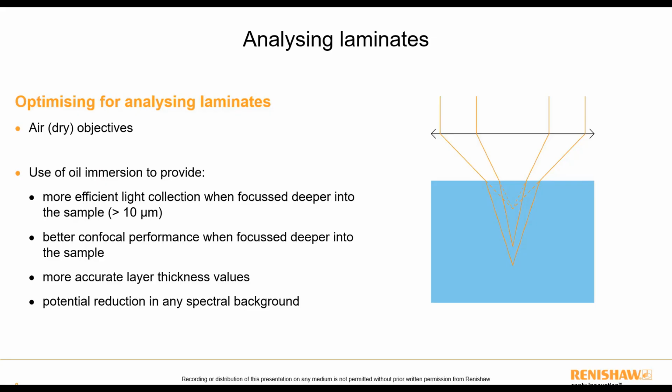We get much better collection efficiency, particularly as we go deep into the sample, because there are more losses at interfaces. And you can also see that as we go deeper, we're going to maintain the same focus point in depth, even from light coming from different parts of the optical element, which are still focused to the same point. Whereas if you're using an air objective, you can see that these are actually focused to different points. That means as you analyze deeper into your sample, you're becoming less confocal, and it's going to start to blur out some of those layers that you might want to see.